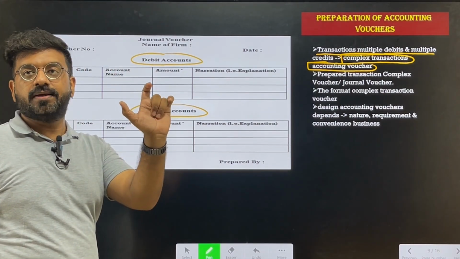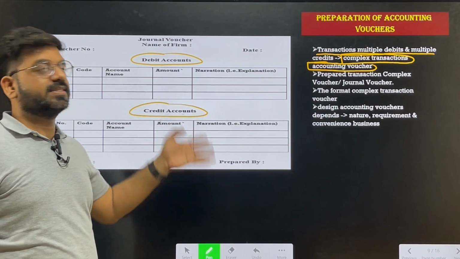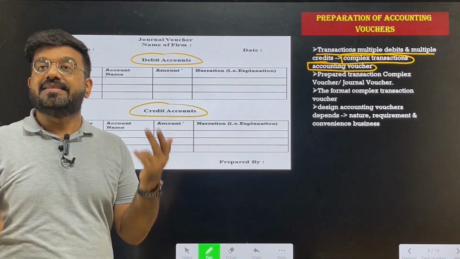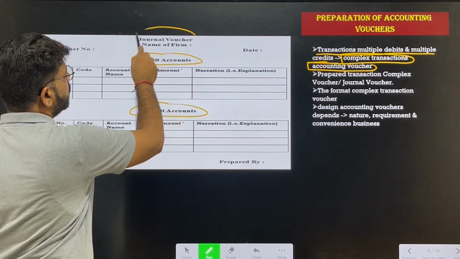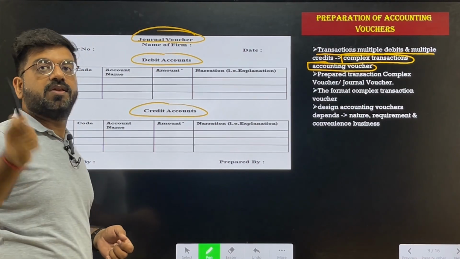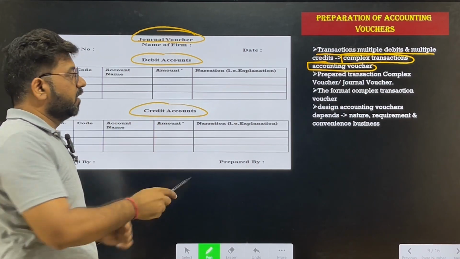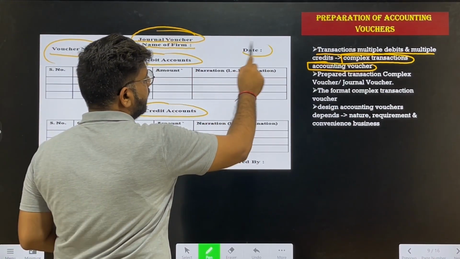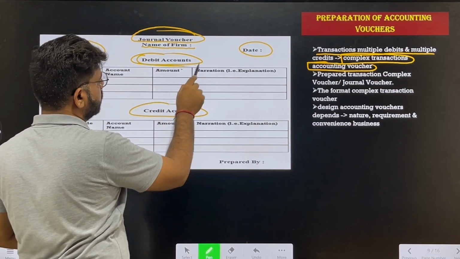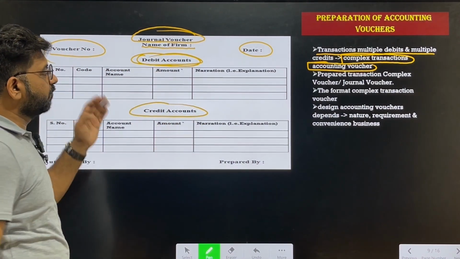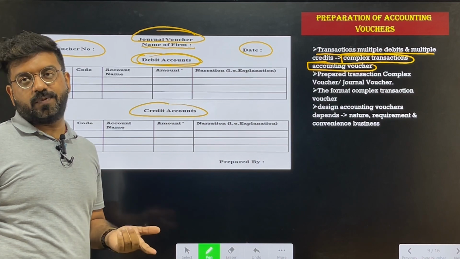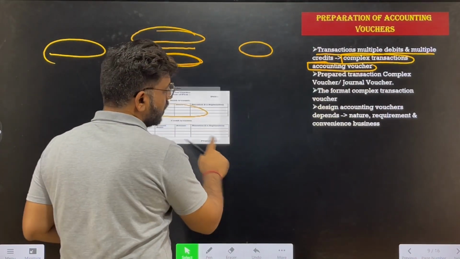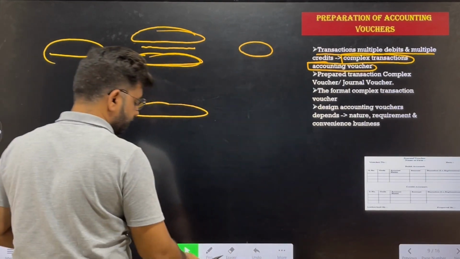Earlier there was only one, but with multiple items, we will have this type of format where we have to have both of the items. These are basically known as journal vouchers. The journal voucher will have the company's name at the top. Apart from that, the voucher number, date, and the debit accounts. With these, you will have to write the debit accounts and the credit accounts as well. So this was the format for your journal voucher.